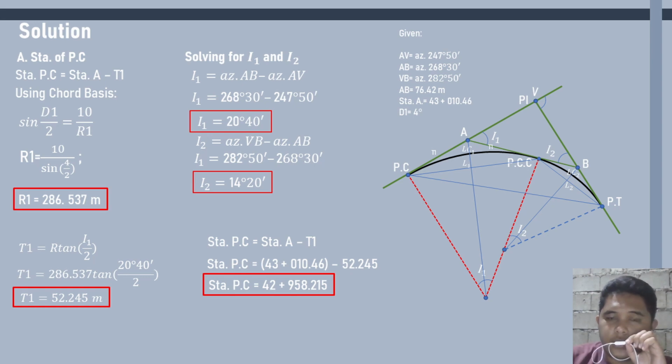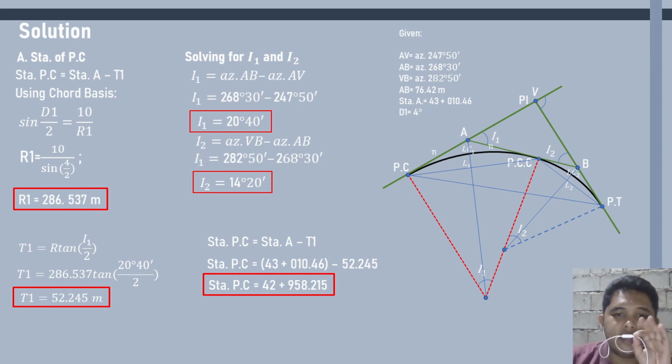And our I2 is equal to azimuth VB minus azimuth AB. We just substitute the values from the given, as shown in this slide. Our I2, therefore, is 14 degrees 20 minutes.